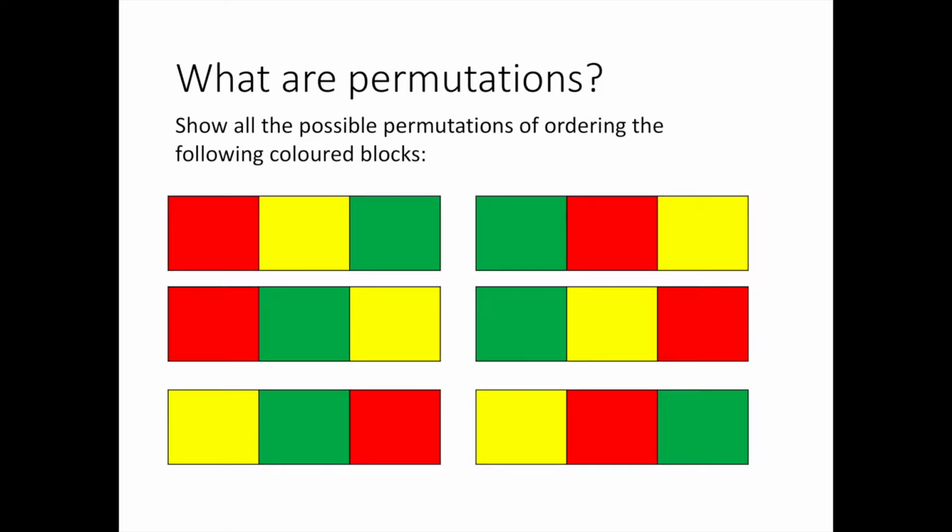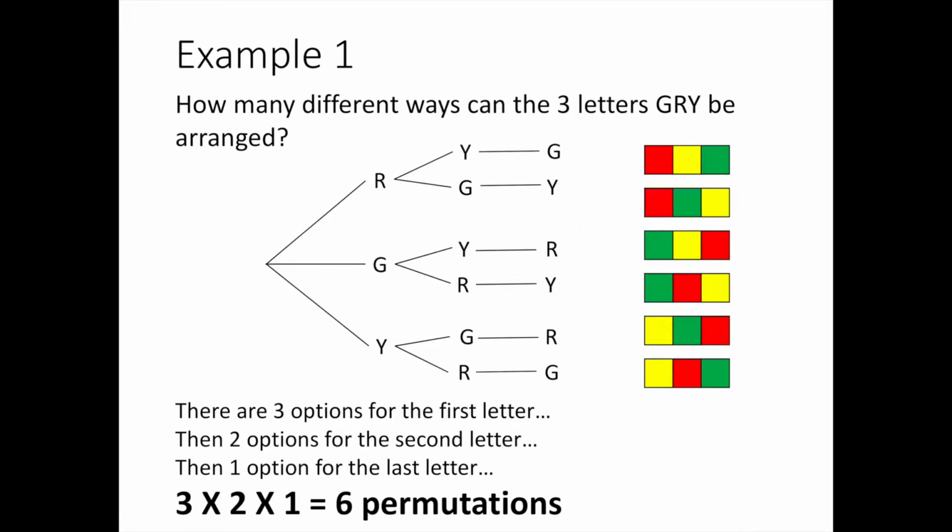Here you can see that there are 6 different permutations for ordering the colors of the blocks. It's important that each permutation is different, but it's also important that you don't miss any. So in total there are 6 permutations for arranging the colored blocks in this example. Let's have a think mathematically why there are 6 permutations for the colored blocks.